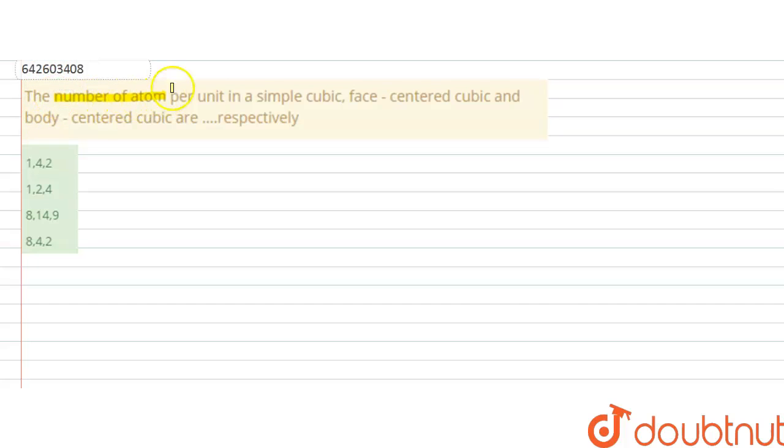Hello students, I am your teacher for this question, and the question is: the number of atoms per unit cell in a simple cubic, face-centered cubic and body-centered cubic are respectively. Among the given options, we have to choose the correct option for the number of atoms in these lattices.